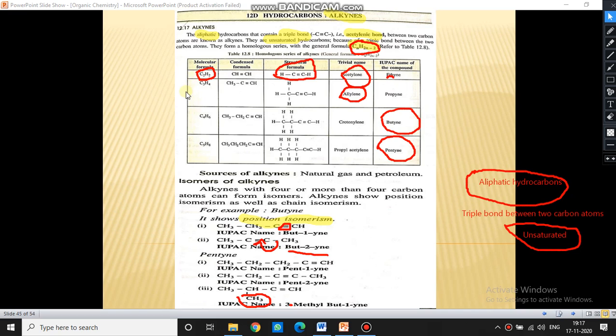So when I say who is the second member of the family, then the answer should be propyne. Please be careful. Propyne is the second member. It is not the third member, because the first member is ethyne. Similarly butyne is the third member, and pentyne is the fourth member. So please be careful about these types of questions.